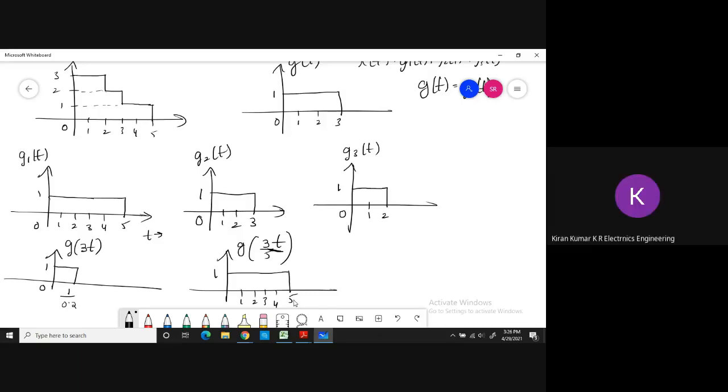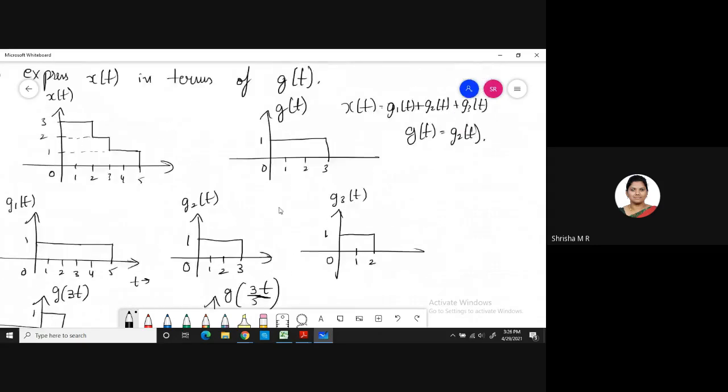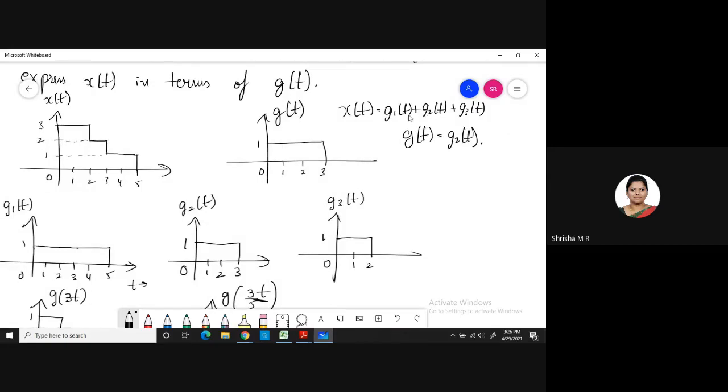Yes, ma'am. Understood? So I have expressed g1 of t and g2 of t in terms of g of t. Now I have to go to g3 of t. Now I have to express this in terms of g of t. So how do I do that?